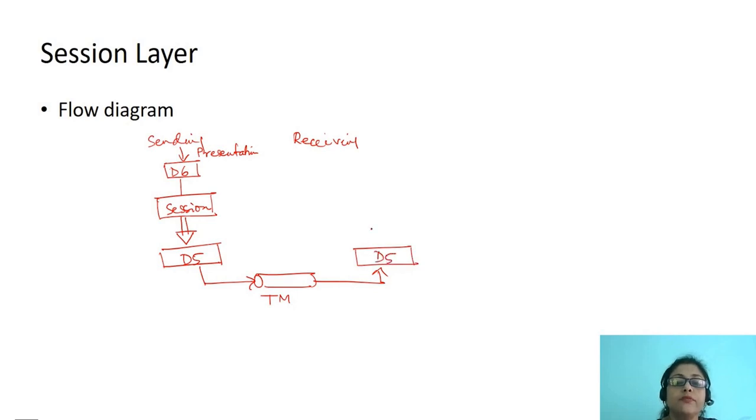Now this D5 data then travels through the transmission medium, and when it comes to the destination computer, it receives the D5 data. It transmits it to the session layer of the destination computer. From there, it generates the D6 layer data and gives it to the presentation layer of the destination computer. So this is the flow diagram of the session layer.